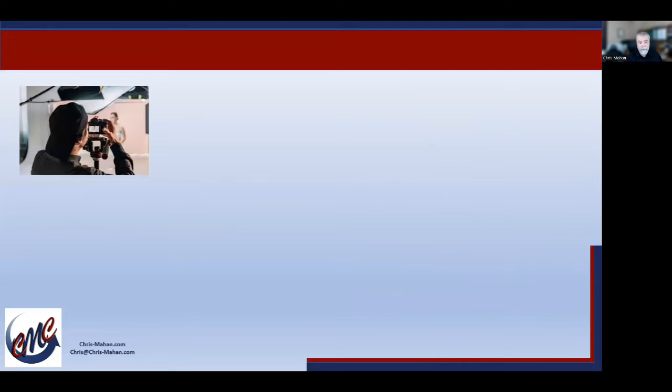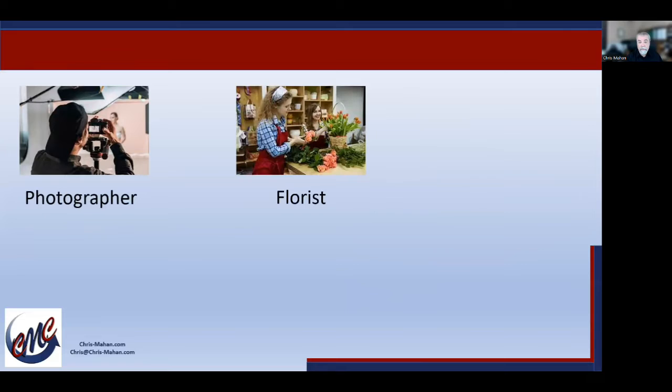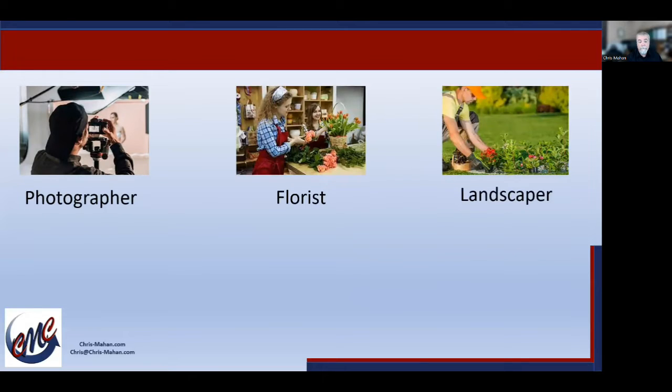But what about some other examples? Let's consider a photographer, a florist, and a landscaper. Now, what kind of bundles might they make? The photographer typically offers a photo package. It includes a sitting fee and a certain number of images from the session.